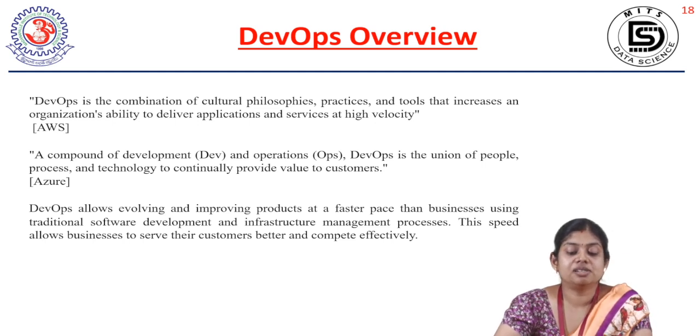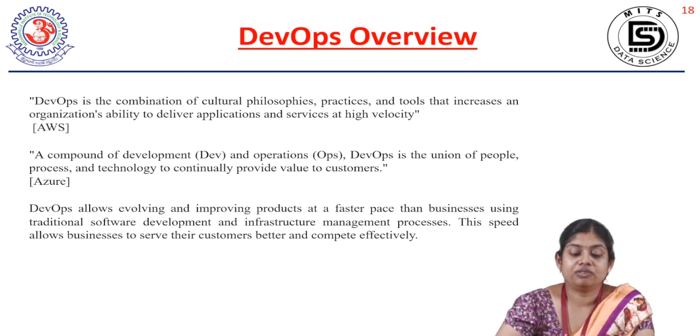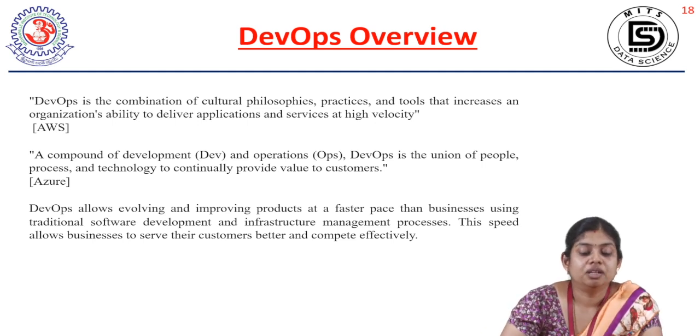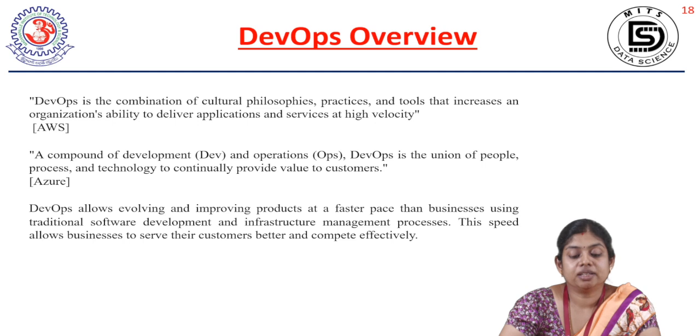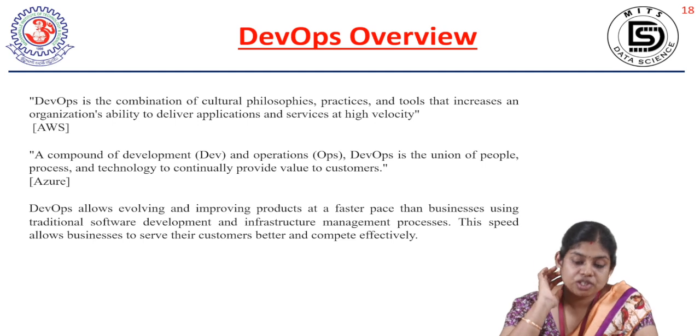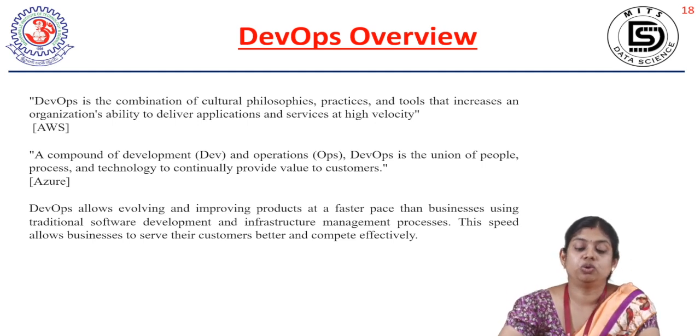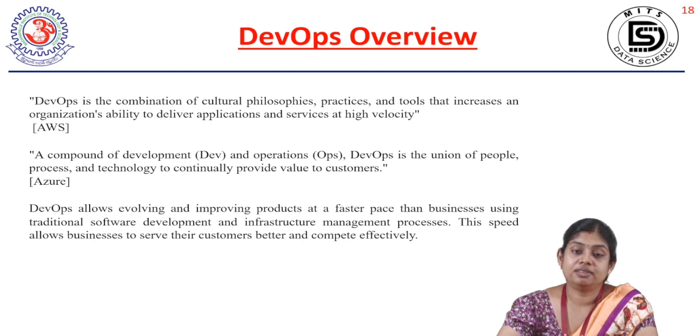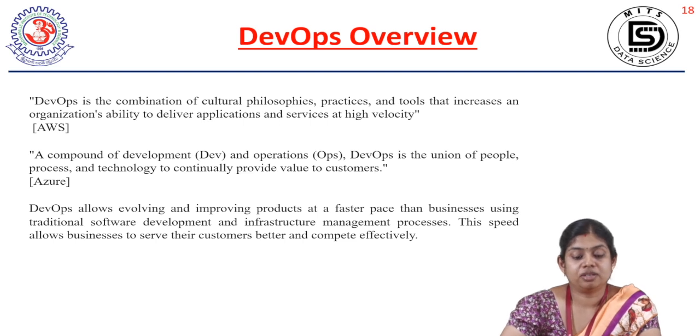I think we have given enough of an introduction to DevOps culture, and now Amazon Web Services and Azure have defined their own DevOps culture. For example, Amazon Web Services says that DevOps is a combination of cultural philosophies, practices, and tools that increases the organization's ability to deliver applications. So high velocity is their main focus, meaning they do it in a faster way.